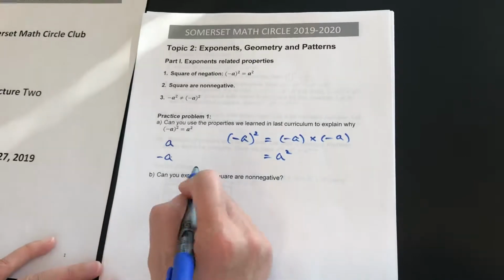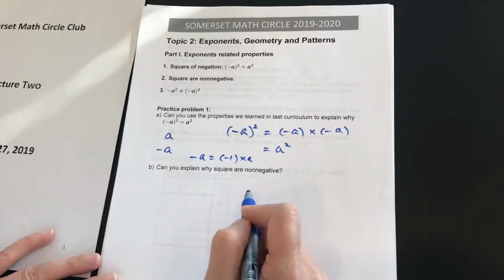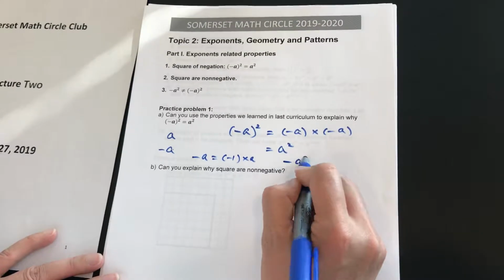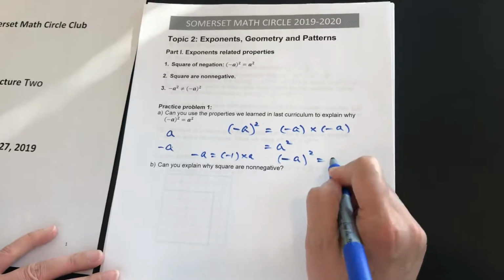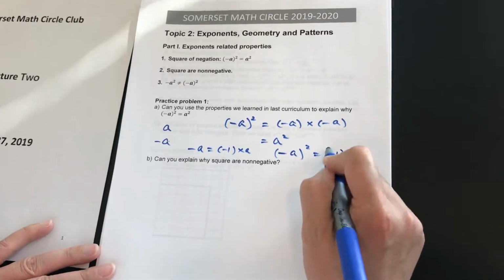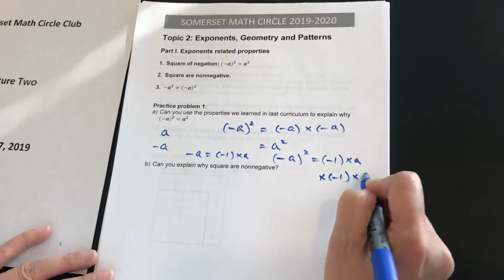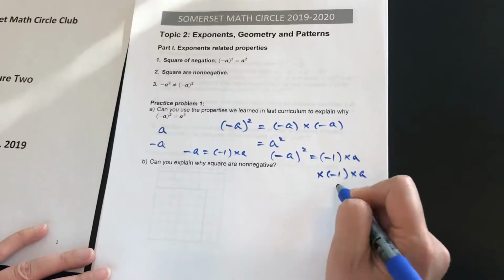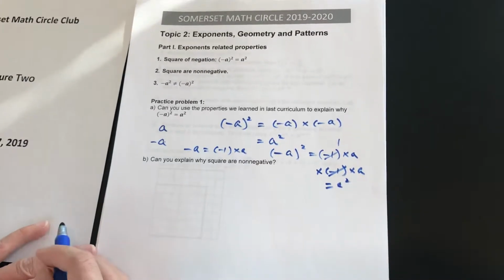Or you can look at this as negative a equals minus 1 multiply a. Okay, and negative a square by definition is this. So that is negative 1 multiply a multiply negative 1 multiply a. Negative 1 multiply negative 1, that is 1. Then you have a square.